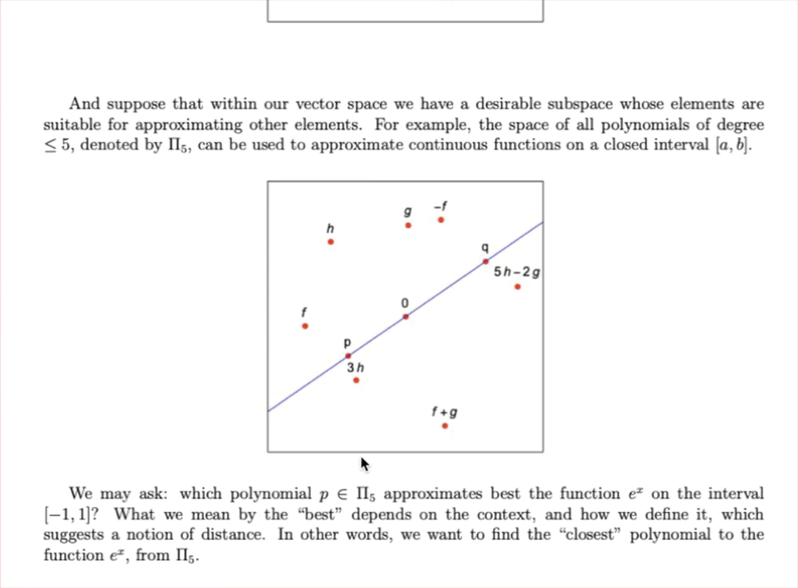We may ask which polynomial p from pi sub 5 approximates best the function e to the x on the interval -1, 1. What we mean by best depends on the context and how we define it, which suggests a notion of distance. In other words, we want to find the closest polynomial to the function e to the x from pi sub 5.